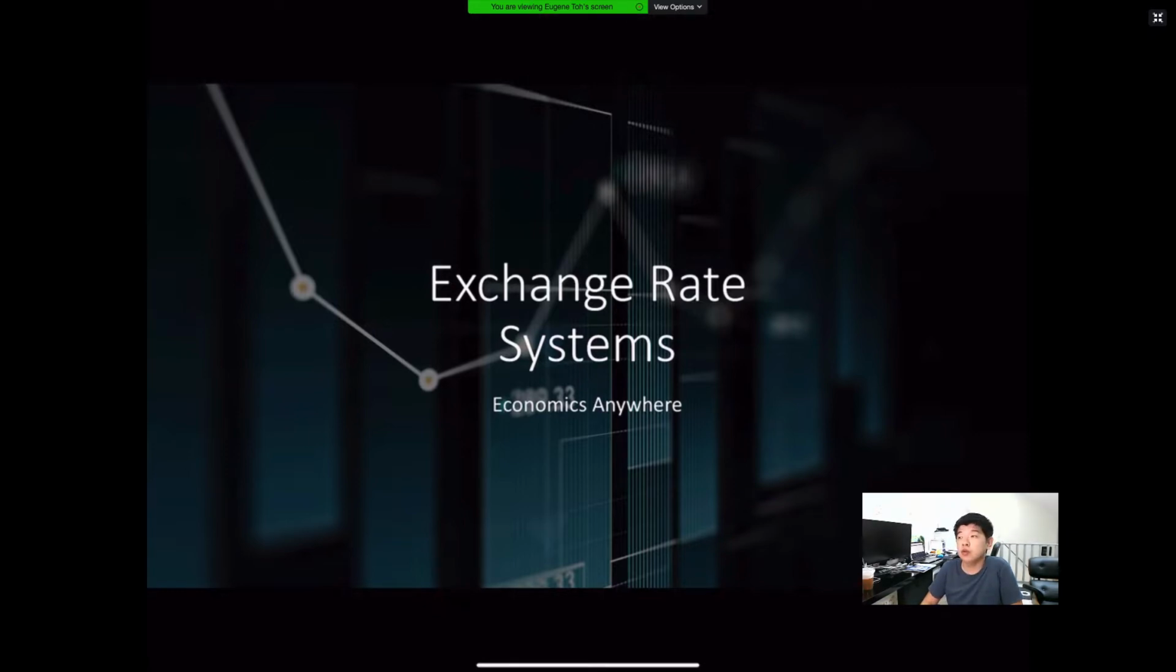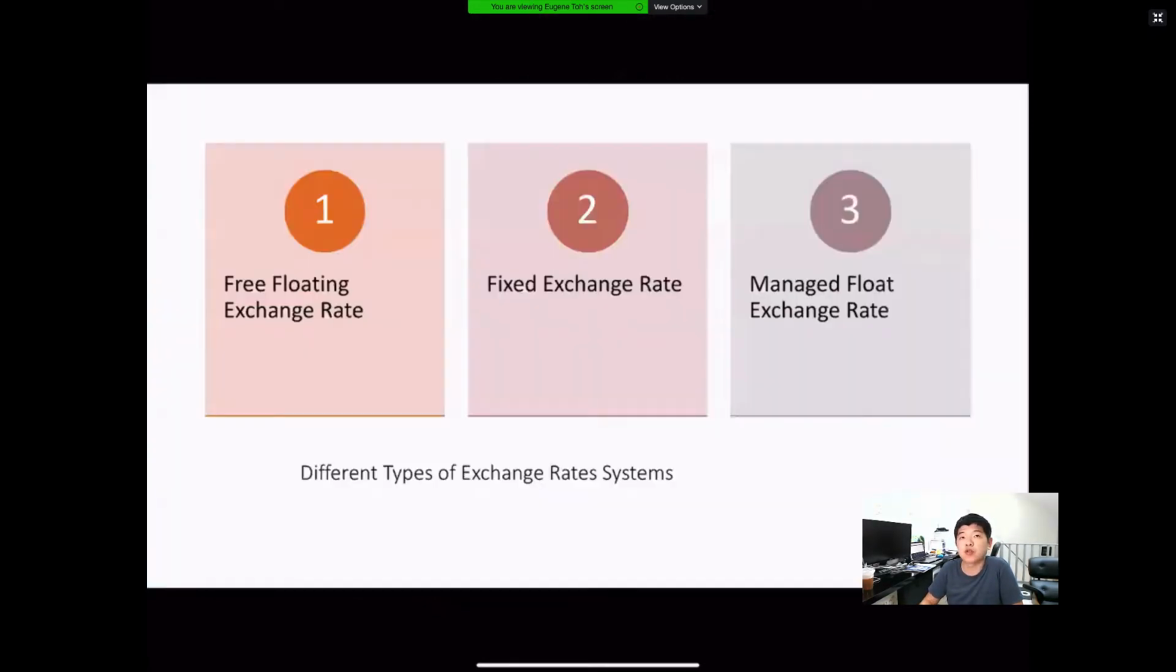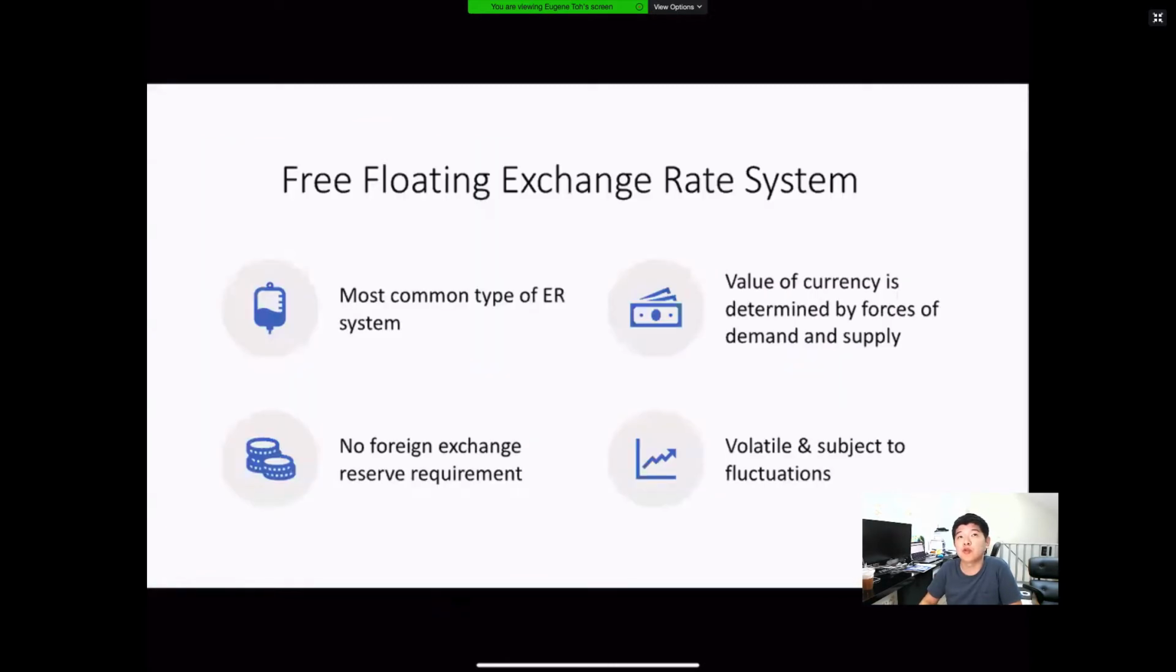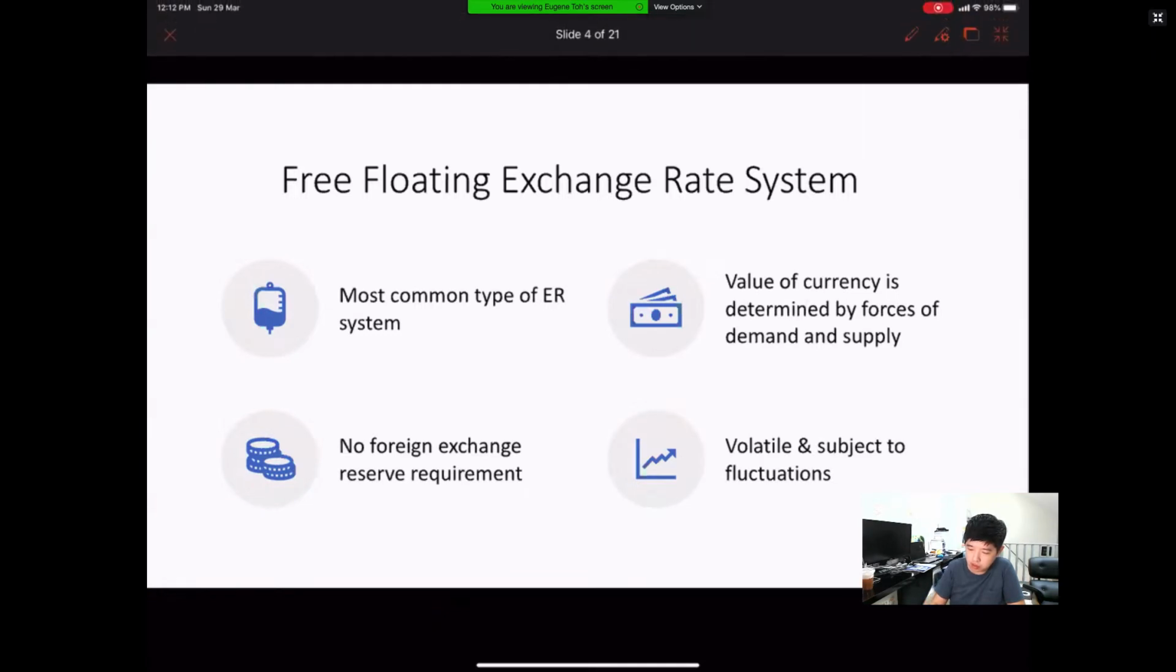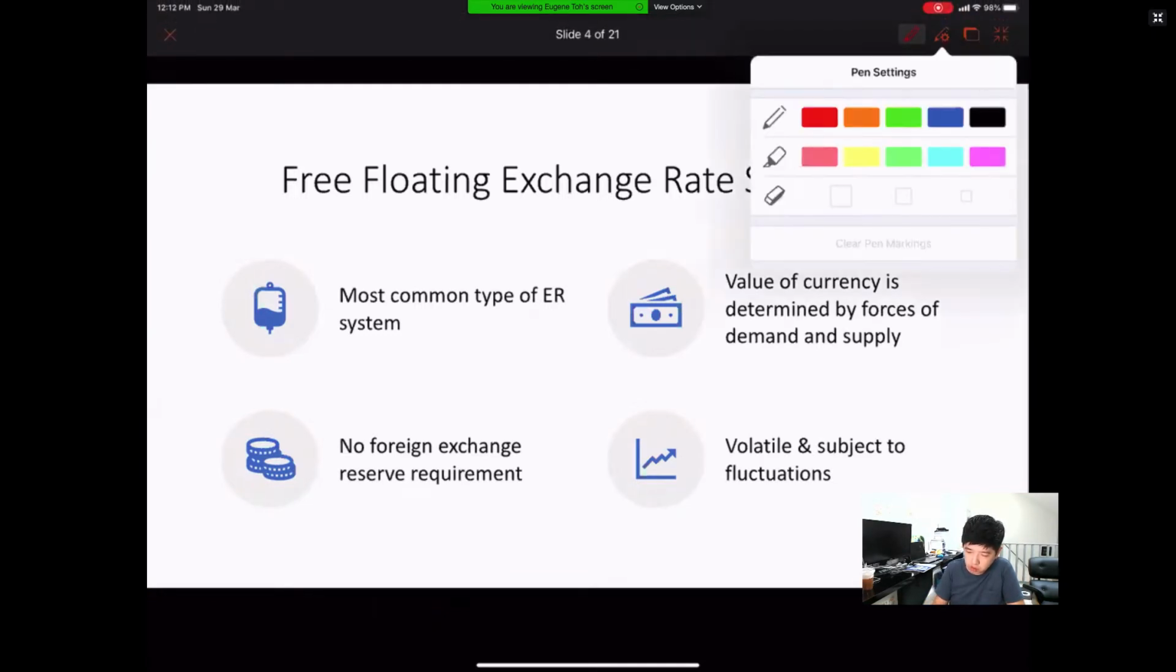Okay? Right, so there are three different kinds of exchange rate systems that exist in the world, and we are gonna talk about each and every one of them. We'll start with the free floating exchange rate system. Now, what is the free floating exchange rate system? The free floating exchange rate system is the most common kind of exchange rate system that exists in the world today.